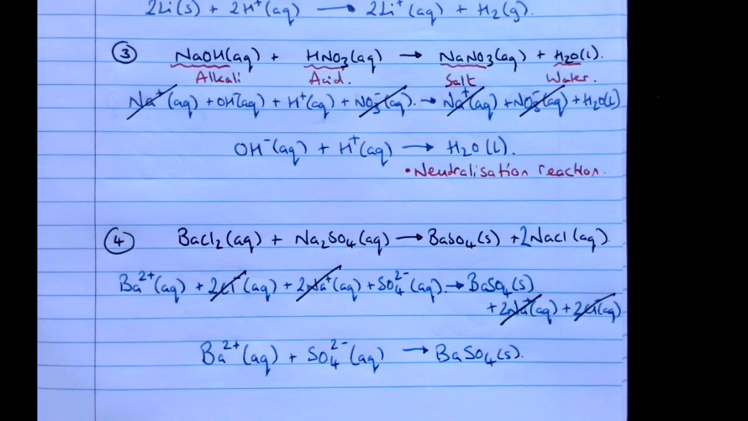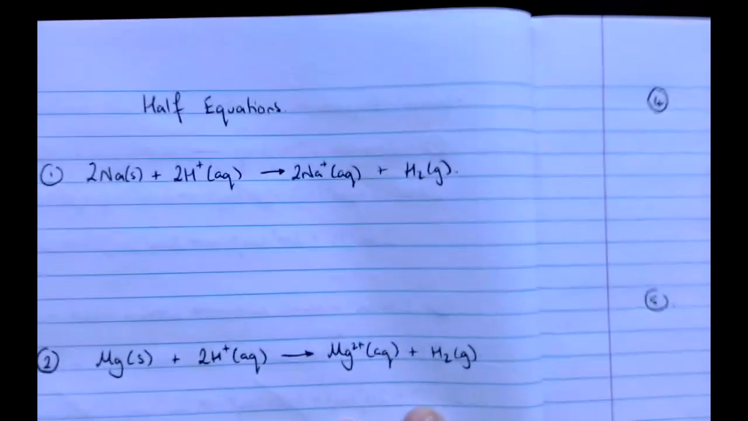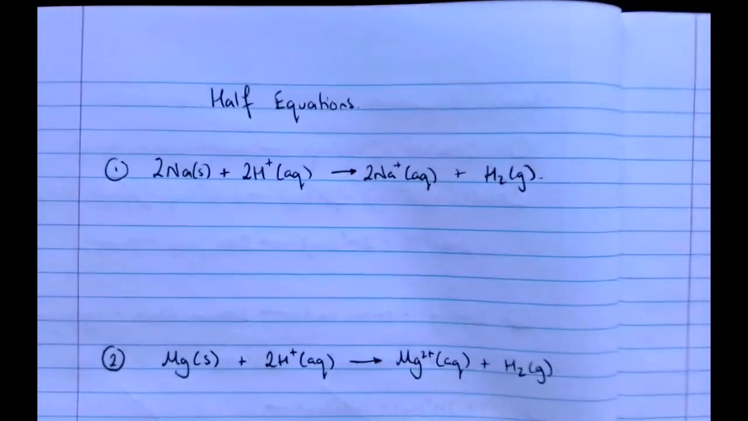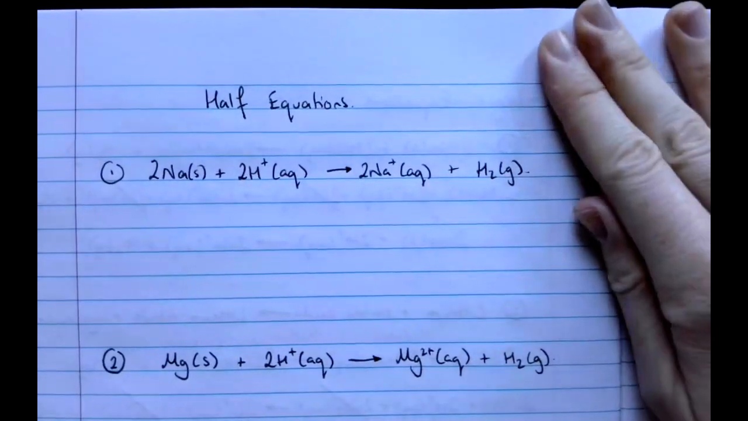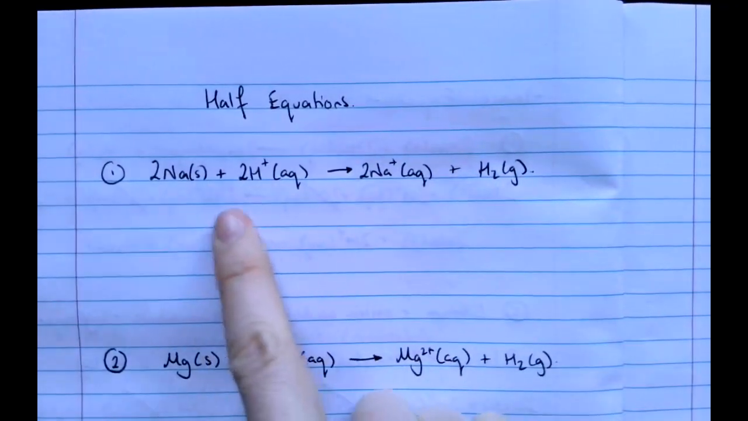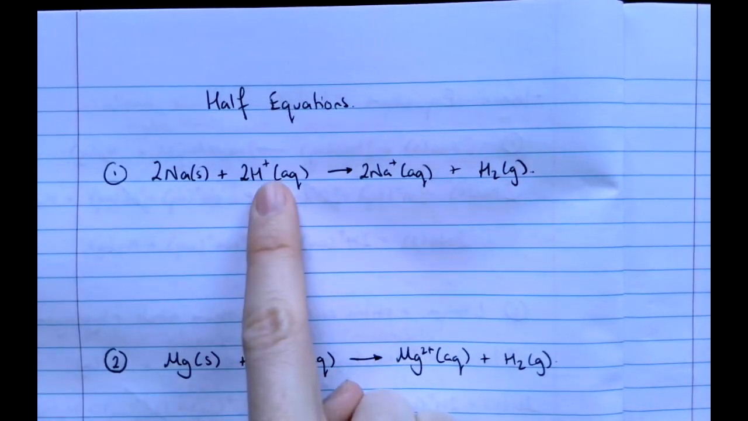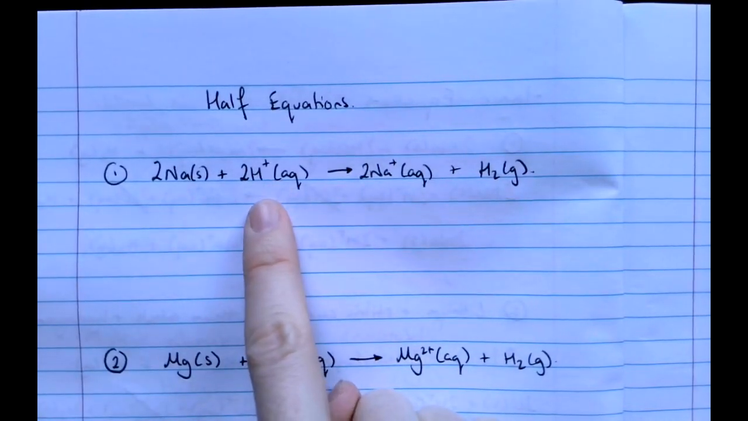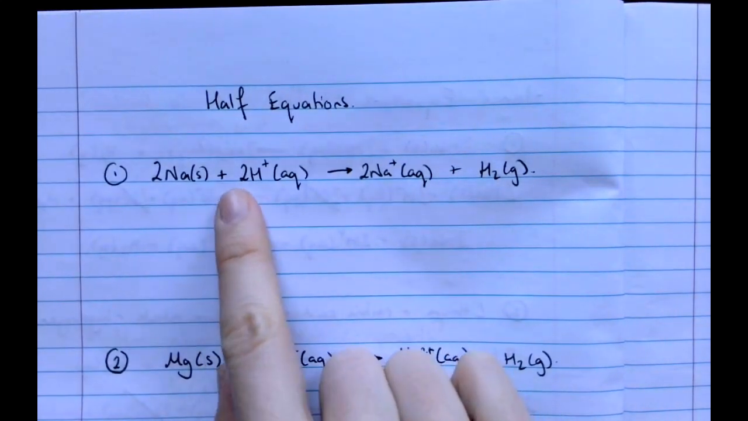Okay, hopefully you got those right. If not, you might want to pause it now, make a few corrections, make sure you know where you went wrong. All right, so moving on. We're now going to look at half equations. This is the ionic equation for the reaction between sodium and an acid. If you go back in your notes, you can find one of those. You've got an example of that somewhere. The ionic equation turns out to just be this.